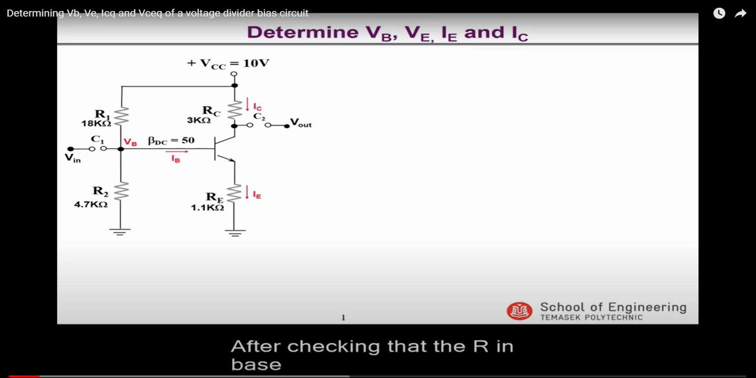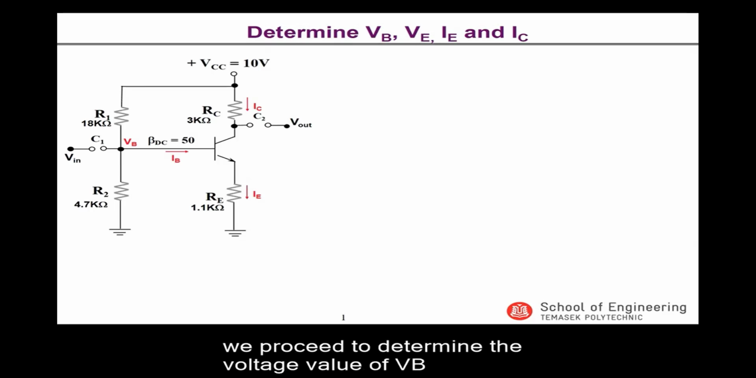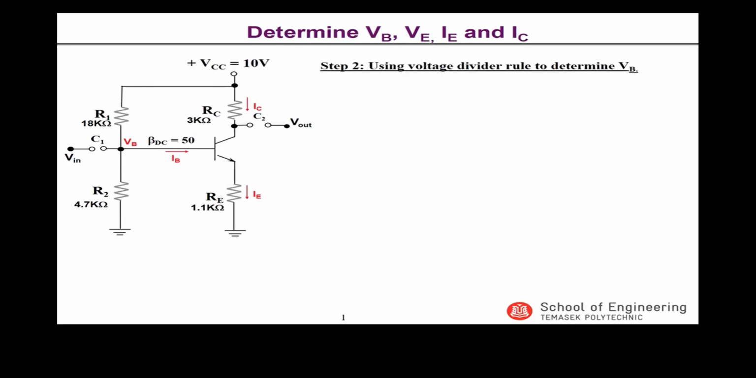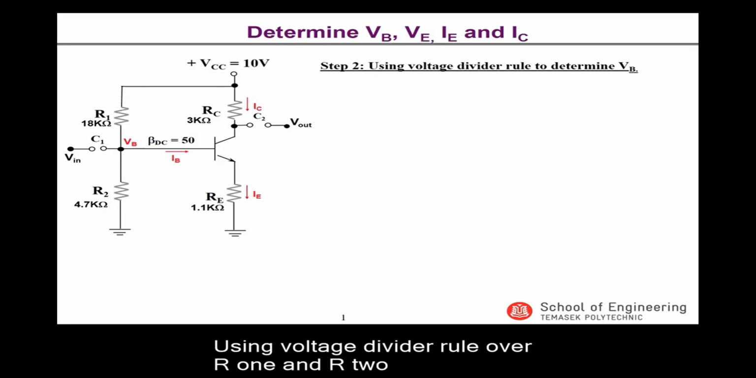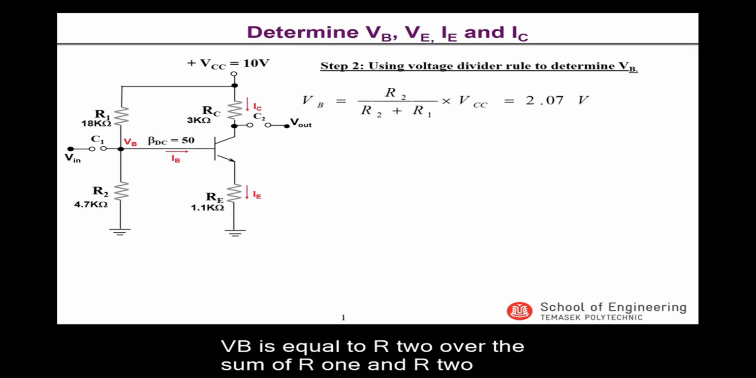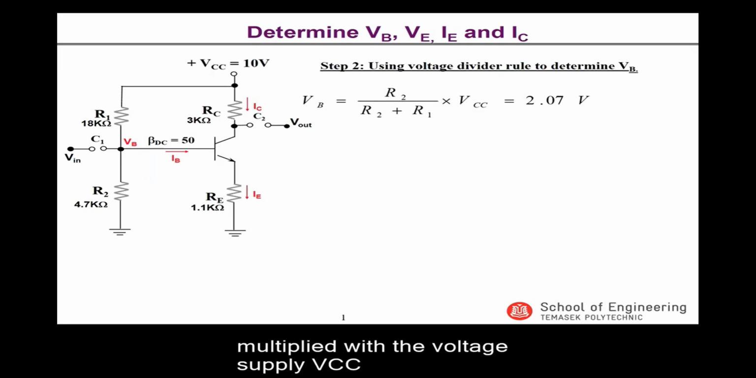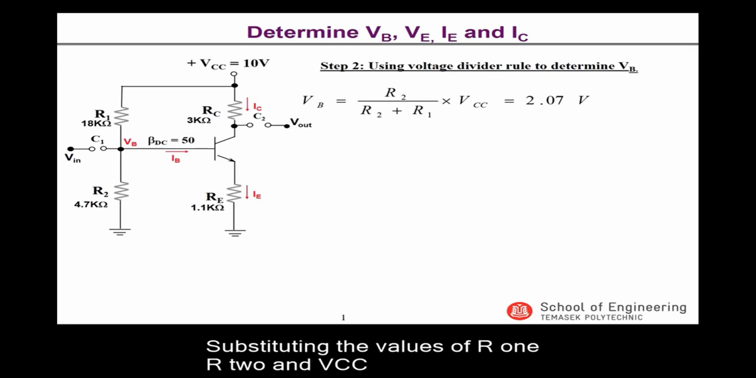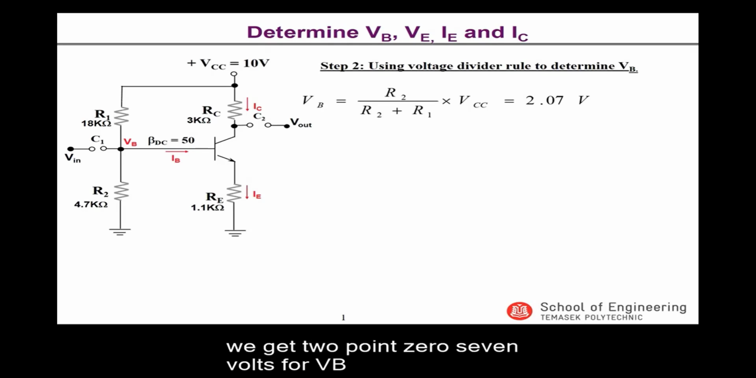After checking that the Rin base is greater than 10 times of R2, we proceed to determine the voltage value of VB, the base voltage of the transistor in step 2. Using voltage divider rule over R1 and R2, we find that VB is actually equal to the voltage across resistor R2. Hence, VB is equal to R2 over the sum of R1 and R2 multiplied with the voltage supply VCC. Substituting the values of R1, R2 and VCC, we get 2.07 volts for VB.